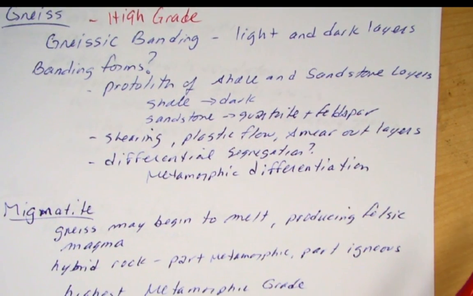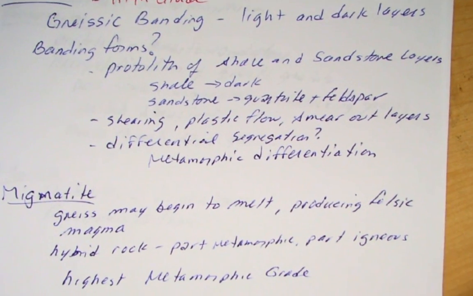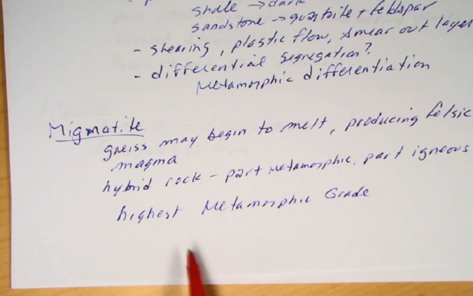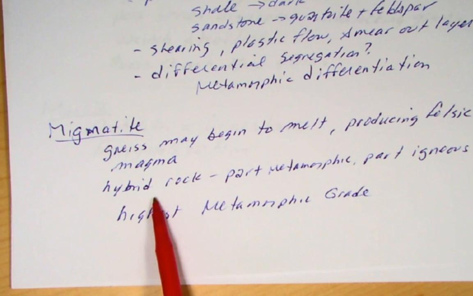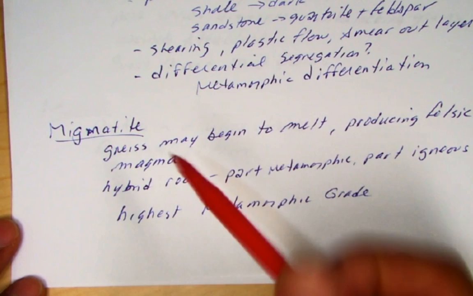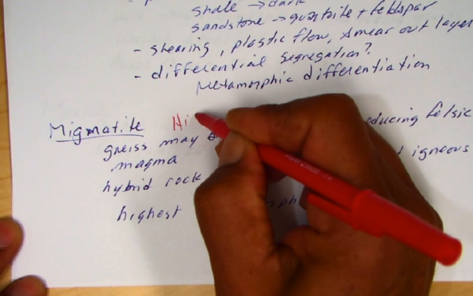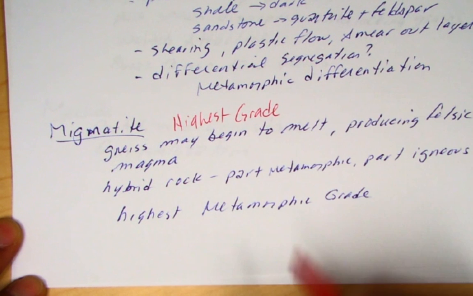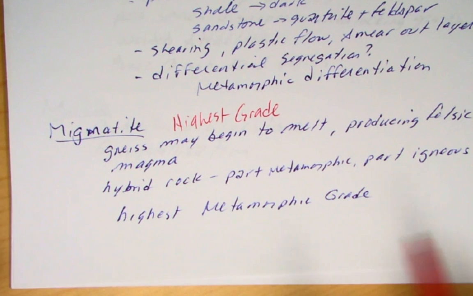And finally, the last rock here is this migmatite. Migmatite is a relatively strange rock. I call it a hybrid rock because it got so hot. In fact, let's see here, we'll add the highest grade, because once I go any higher in temperature, I'm going to melt it and produce an igneous rock.